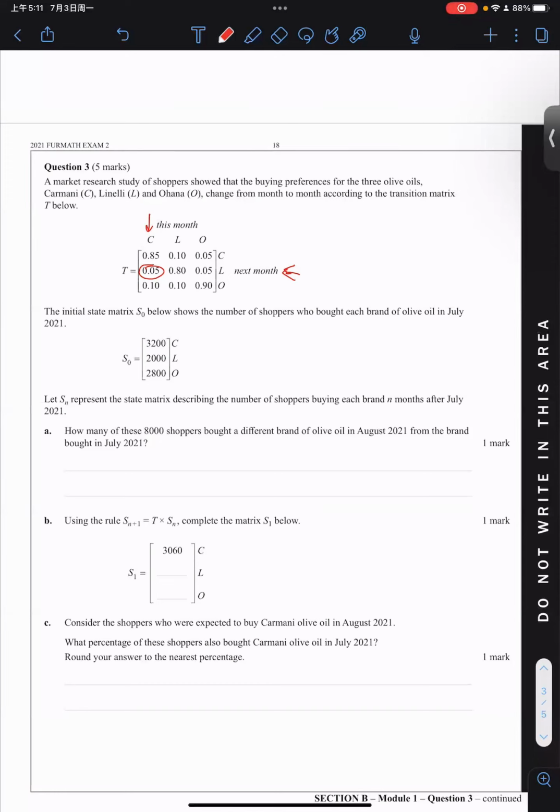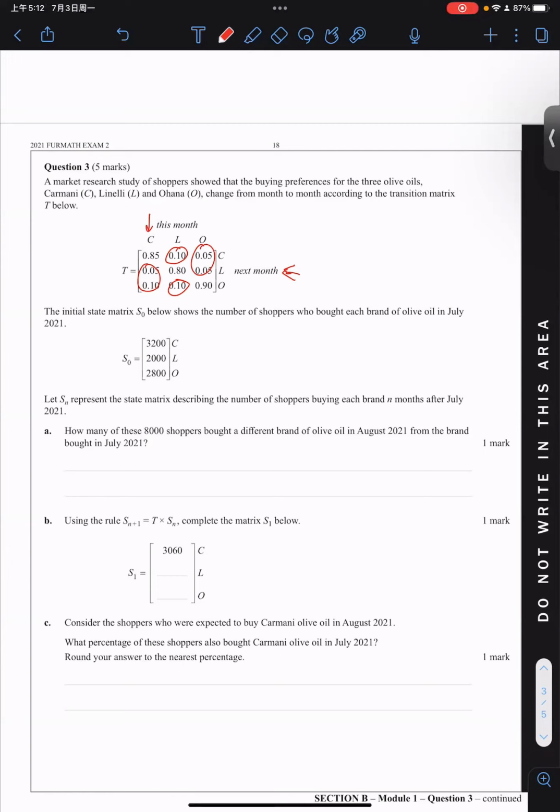How many of these 8,000 shoppers bought a different brand of olive oil in August 2021 from the brand bought in July 2021? That means if the customer is buying Carmine this month, we are looking for how many customers are not buying Carmine next month. The 0.15 is the proportion of Carmine buyers not buying Carmine next month. For the Lily, that is 0.2, and for the Ohana, that is 0.1, which is the sum of these two, 0.05.